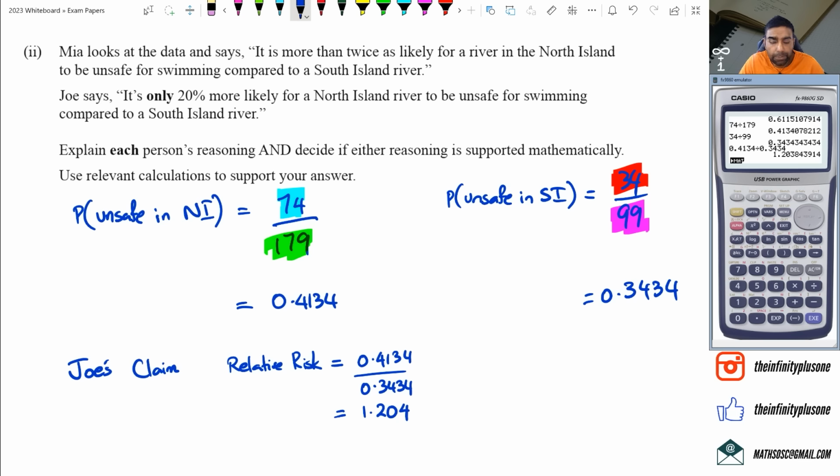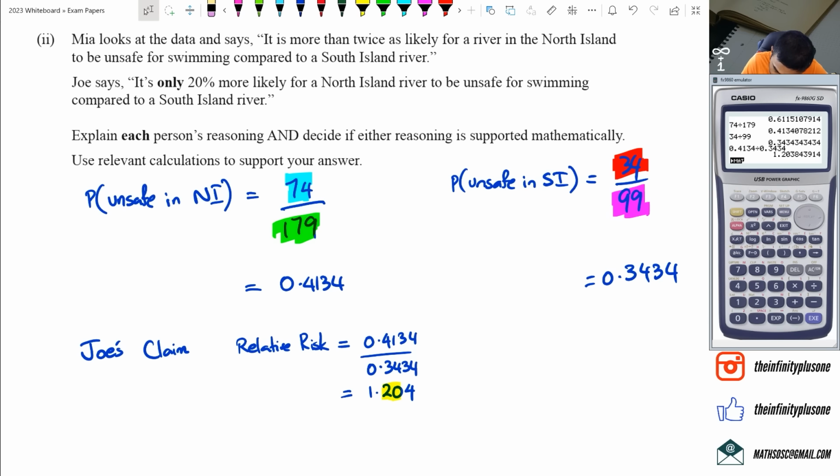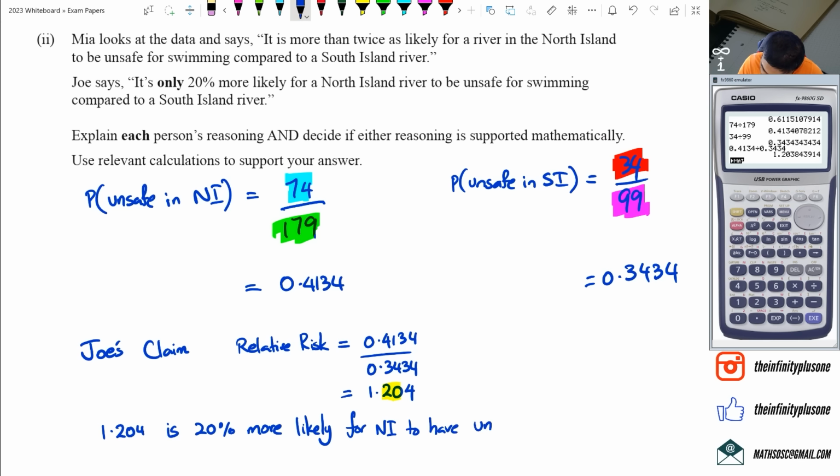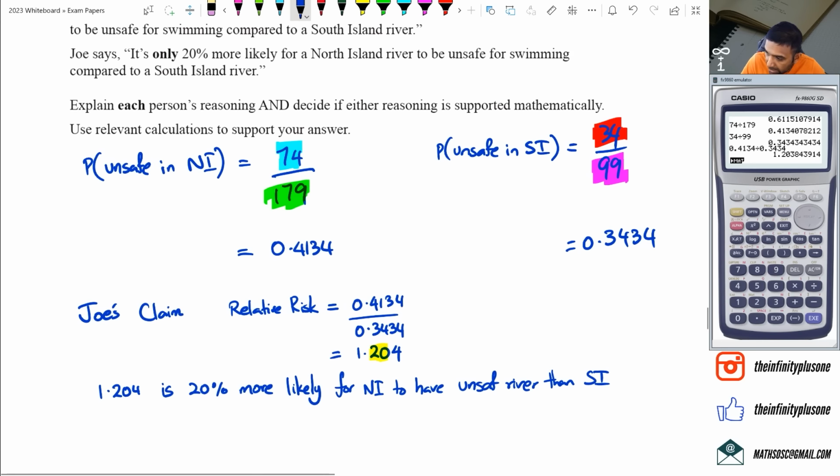And because it's 1.204, I can see that it's actually 20% more likely. So I can write that as a statement: 1.204 is roughly 20% more likely for North Island to have unsafe rivers than South Island, and so we can say that Joe's claim or Joe's reasoning is correct.